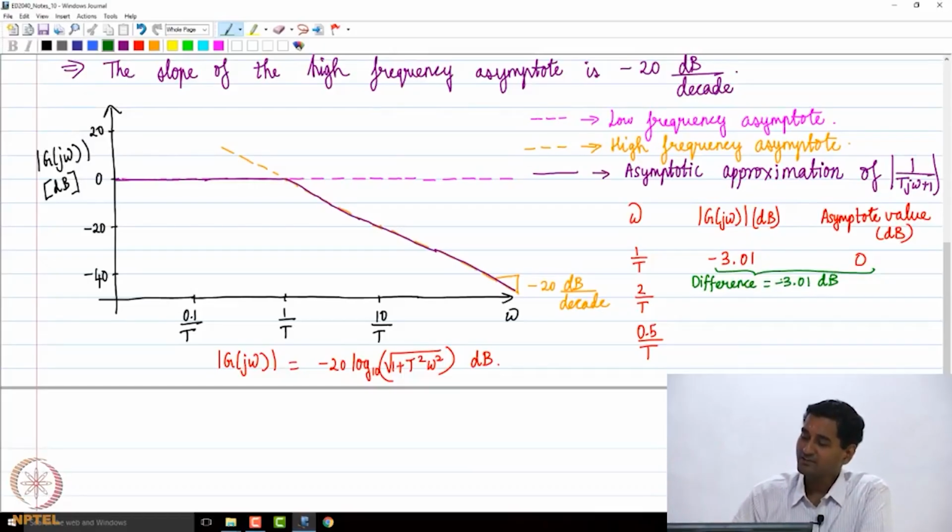So now calculate at 2 by T. What's 2 by T when compared to 1 by T? 1 octave beyond the corner frequency, right? So can you calculate what is going to be the magnitude of G of j omega in decibels? You substitute and you get square root of 5, right? So what is minus 10 log of 5? Can someone calculate and tell me? Do you have a calculator? No.